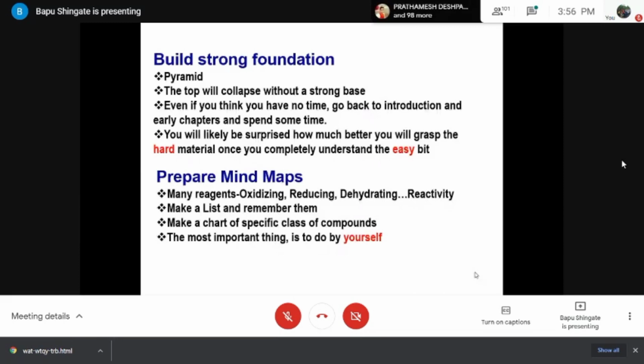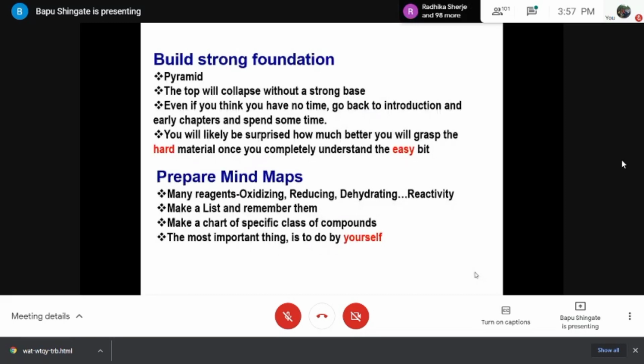Now, prepare mind maps. Prepare mind maps if you have prepared organic chemistry very well. While studying organic chemistry, we are studying so many reagents, and while studying those reagents, you should know their properties, where these reagents are used, and their oxidizing properties or reducing properties or dehydrating properties or the reactivity of the reagent. How to find out the reactivity of the reagent? If you know the structure of that reagent, then you can find out the reactivity. Whether that reagent is acidic or basic, accordingly we can determine its reactivity. The reagent may be organic or inorganic. Make a list and remember them, because you should have a list of reagents, and accordingly you can think about what kind of utility they have. Like in our mobile we have several thousand contacts, similarly you can make a list of reagents and the applications of each of these reagents.